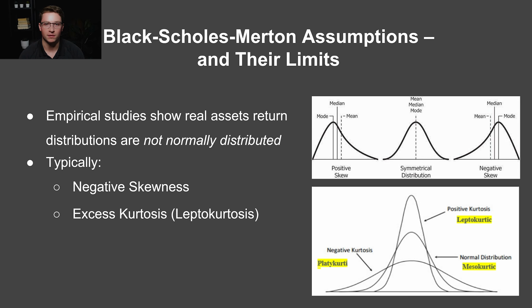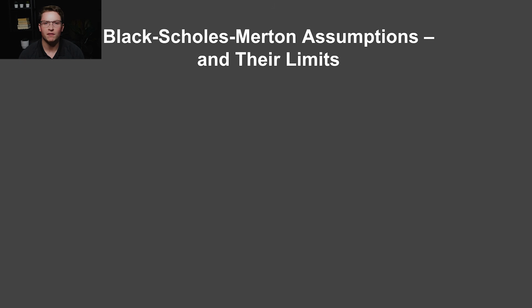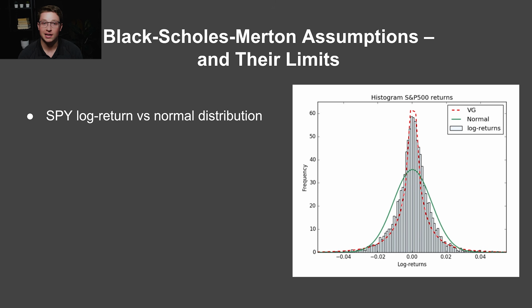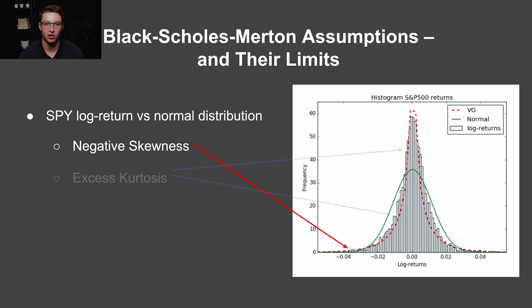Let's take SPY, the ETF tracking the S&P 500, as a real-world example. If you plot the historical distribution of SPY's log returns and compare it to a normal distribution, you'll notice negative skewness, the left tail is longer, which means large downside moves are more frequent. Leptokurtosis, the center of the distribution is more peaked, but the tails are fatter, implying both high frequency of small returns and higher chance of extreme returns on either side.